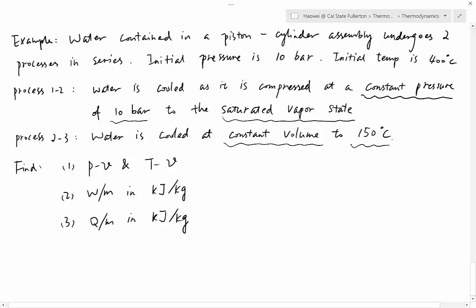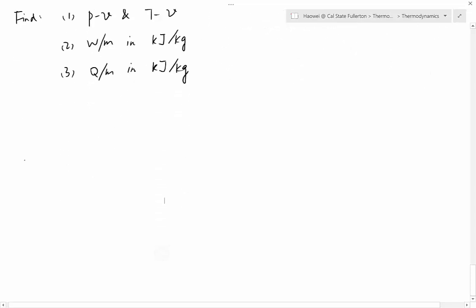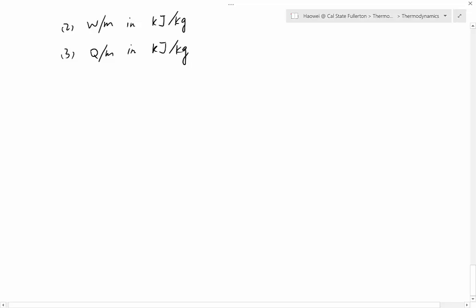We're looking for three things. First one, the two diagrams. Second one, work per unit mass in kilojoule per kilogram. And part three is look for heat transfer per unit mass in kilojoule per kilogram. Okay, so we have two processes together. The first one is constant pressure cooling. The second one is constant volume cooling. Okay, so first we're gonna sketch the two diagrams.